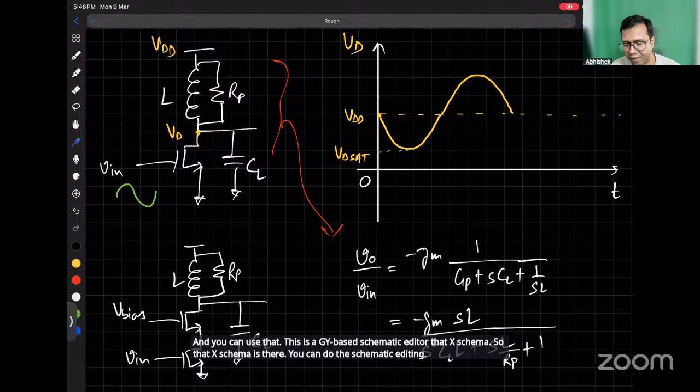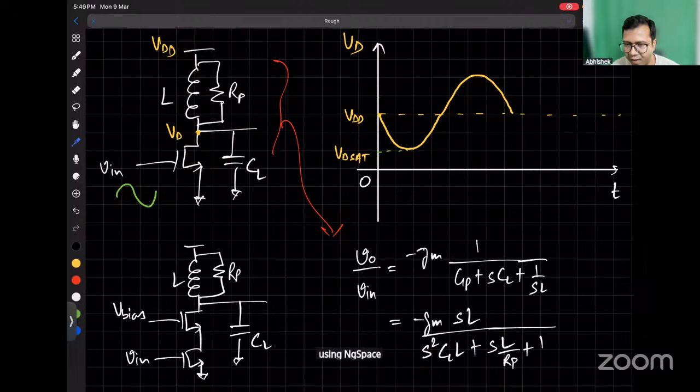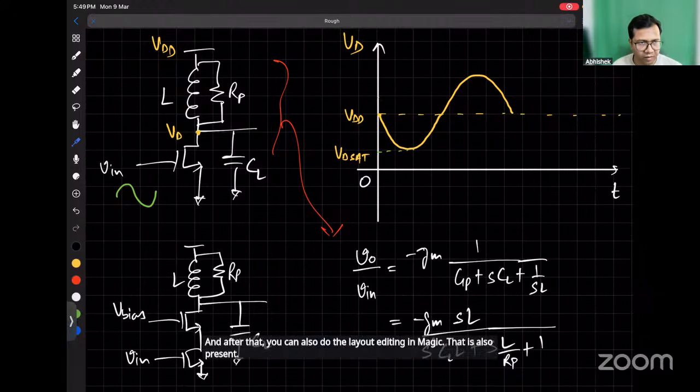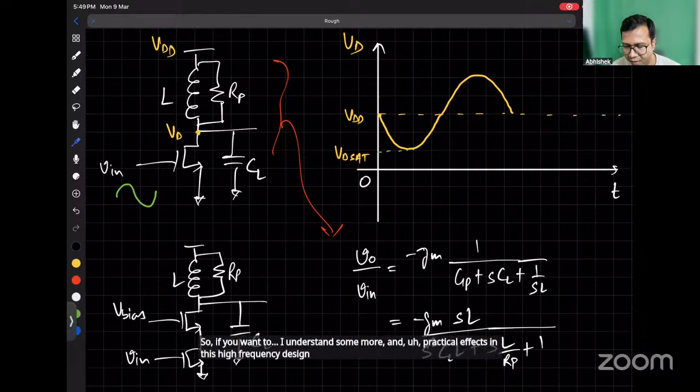You can do the simulation using ngspice, which is already integrated in the tool flow. And after that, you can also do the layout editing in Magic. That is also present. It's all integrated, put together with the help of some scripts. So if you want to understand some more practical effects in this high frequency design, you can try that flow.